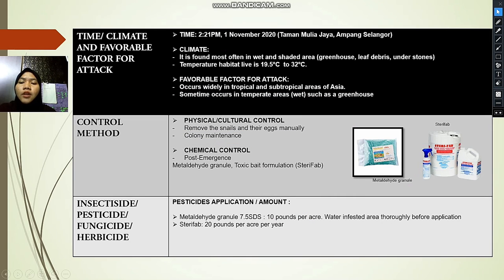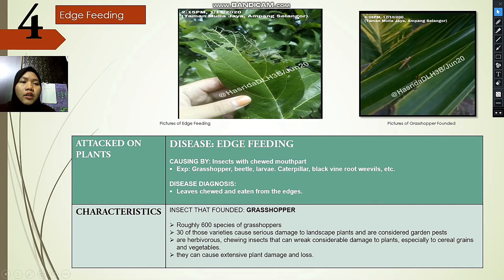Next, what I found in my residential area is edge feeding disease, which looks like this in the pictures. This disease is caused by insects with chewing mouthparts, for example the grasshopper. For disease diagnosis, the leaf is chewed and eaten from the edge. The edge is eaten by the insect.